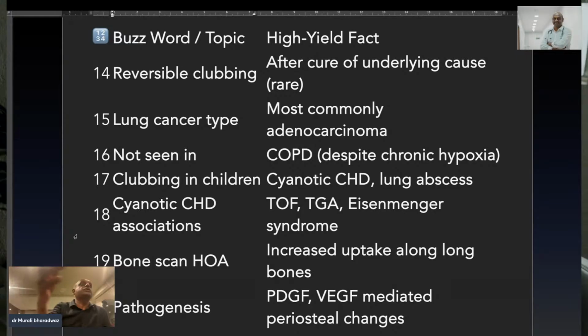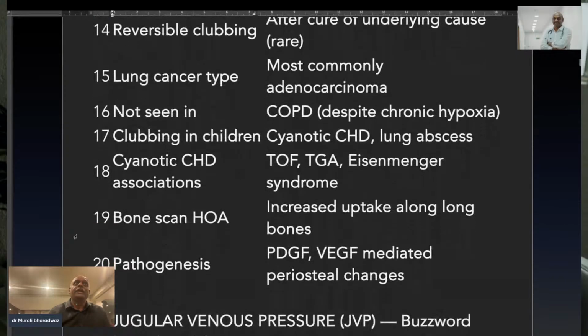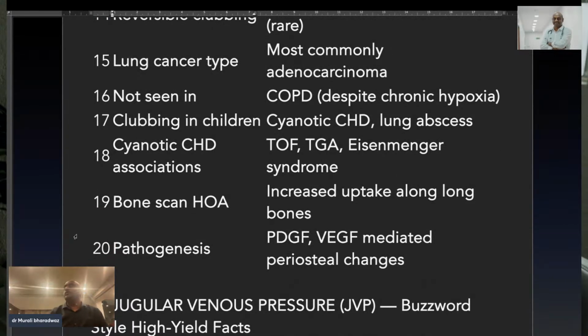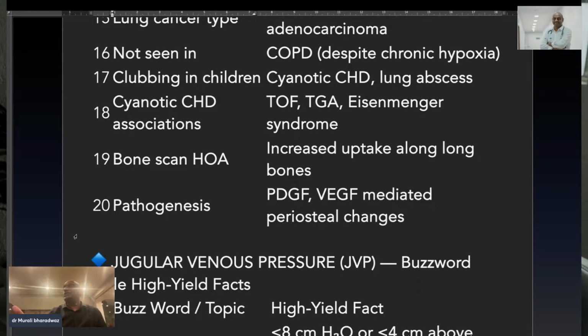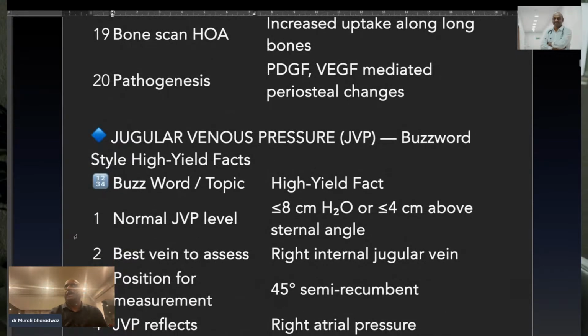That's the reason most commonly it is adenocarcinoma. And never do you find clubbing in COPD. But if a COPD patient happens to develop clubbing, that means there is an underlying lung cancer, because the same smoking leads to COPD and also leads to cancer. Clubbing in children is due to lung abscess and cyanotic heart disease. Then TOF, TGA, Eisenmenger syndrome, they are all cyanotic heart disease.